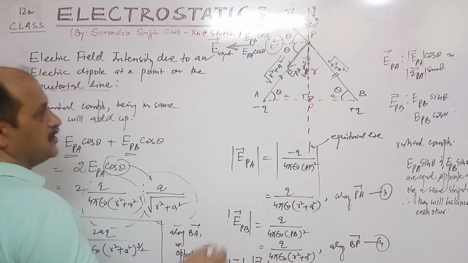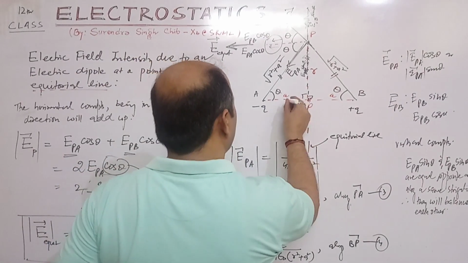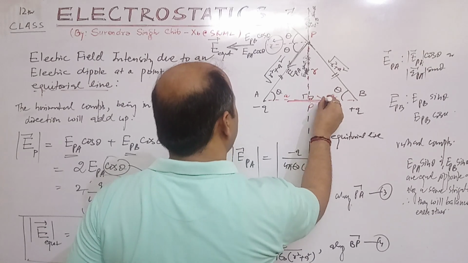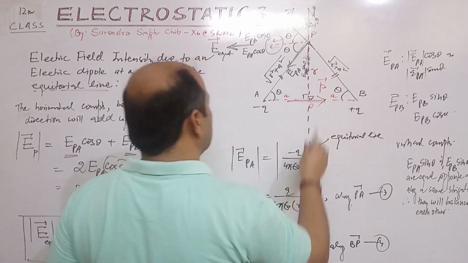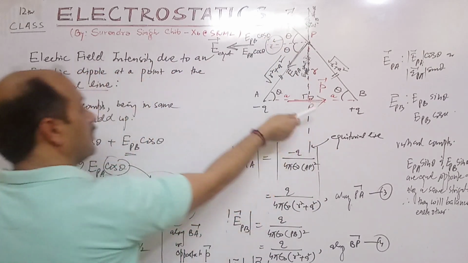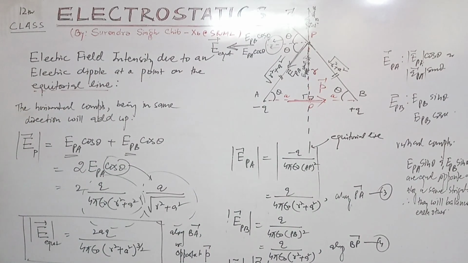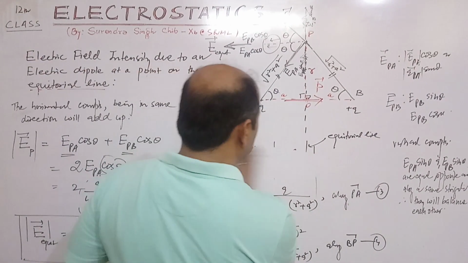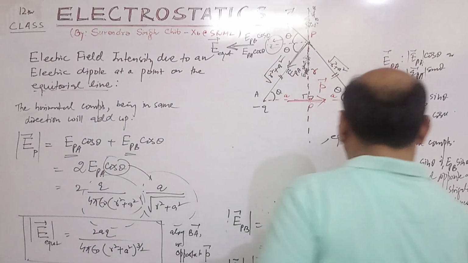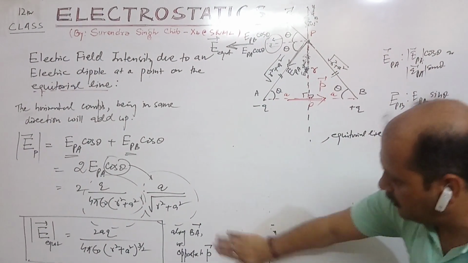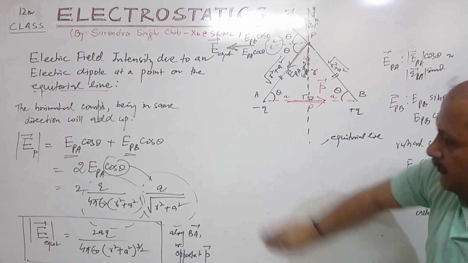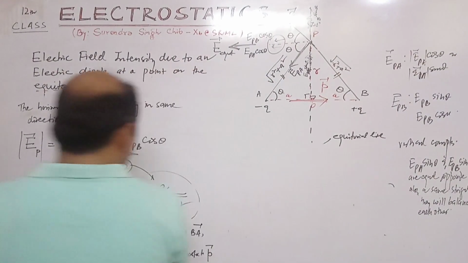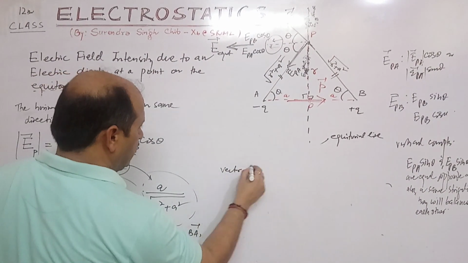See, this is P vector. This is P vector, from negative charge to positive charge. The electric field is opposite to P vector. The scalar form is okay, but if you want to write it in vector form, we have to put a sign. Vector form.